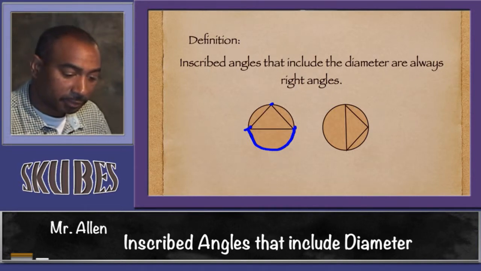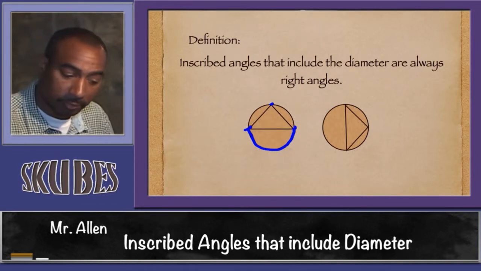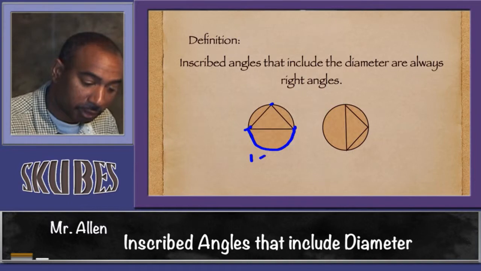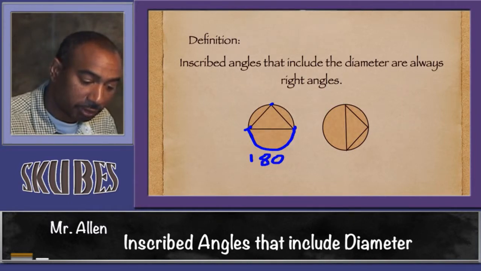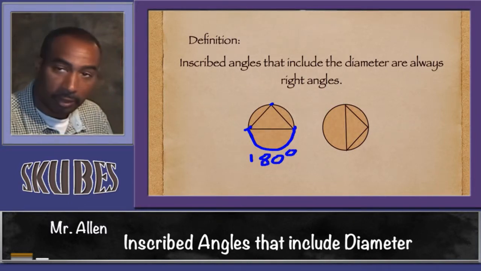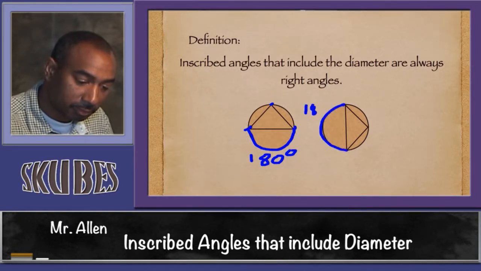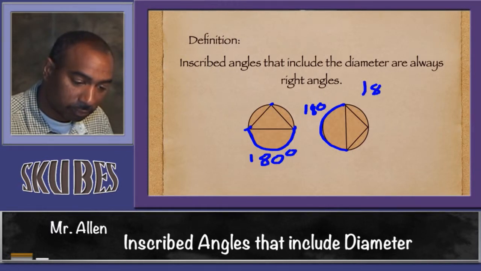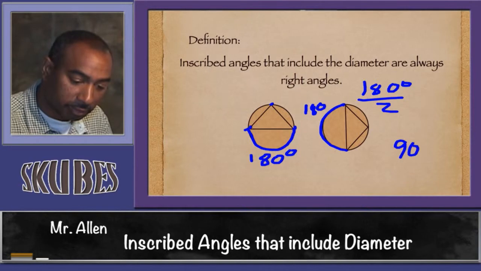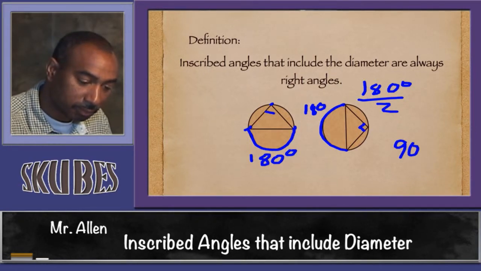Well, the diameter forms a semicircle, which makes this intersecting arc a measure of 180 degrees. And half of 180 degrees is always 90 degrees. So this is always going to form a right angle when you have these situations.